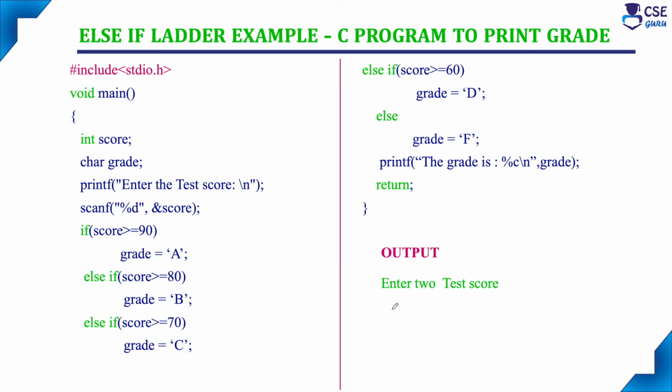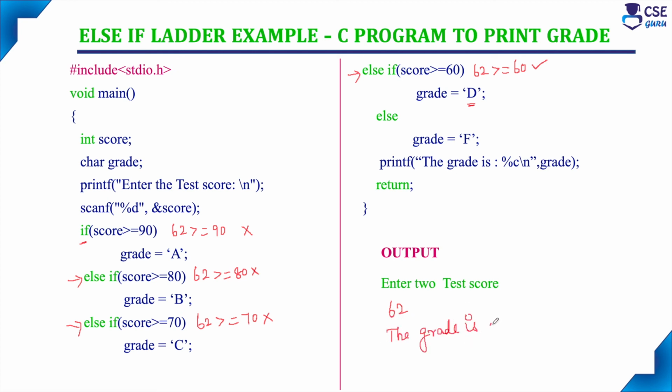Suppose if the score value we have entered is 62. So here it will check with the first if condition whether 62 is greater than or equal to 90. Condition fails. Next else if 62 is greater than or equal to 80. Condition fails. Next it will check the next else if 62 is greater than or equal to 70. Condition fails. It will go to next else if. Here it will check whether 62 is greater than or equal to 60. Yes, the condition is true. So it will assign grade as D. So it will print the grade as D.